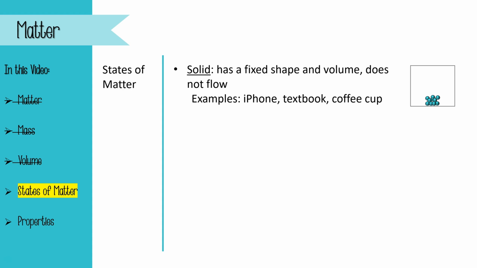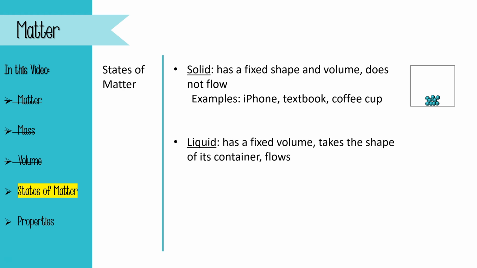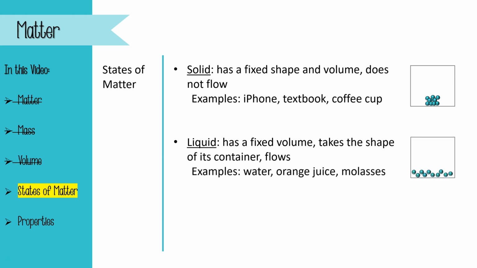Some examples of solids are your iPhone, your textbook, or a coffee cup. Liquids have a fixed volume, and they take the shape of their container. When we look at the molecules, they have enough energy to wander around the bottom of the container. They'll take the shape they're given, but they'll flow around on the bottom. They'll also flow from container to container if they're poured.